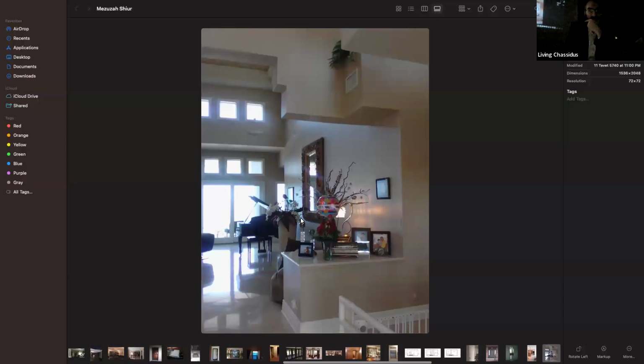Show where you're going to the Rebbe's room area. It used to be on the wall, but now they moved it to a little ledge. Over here is the same kind of case.